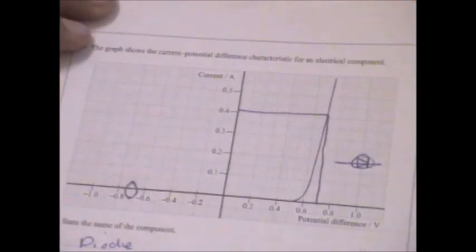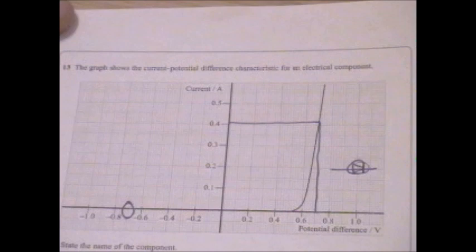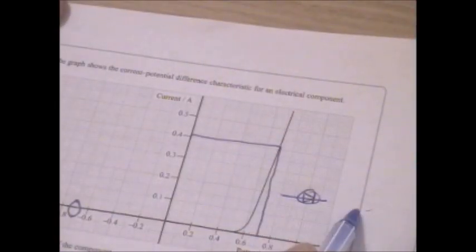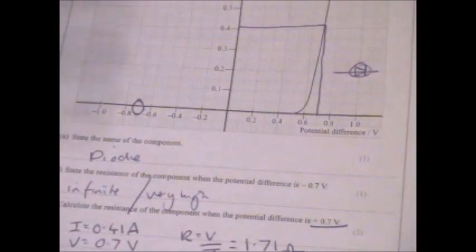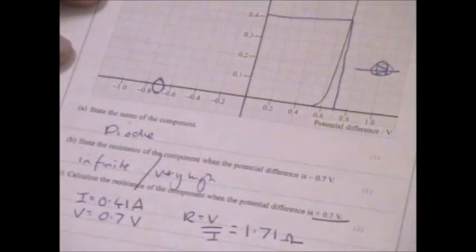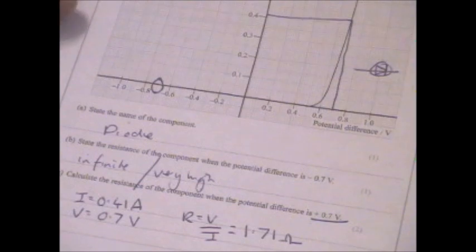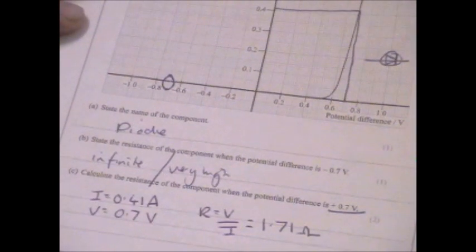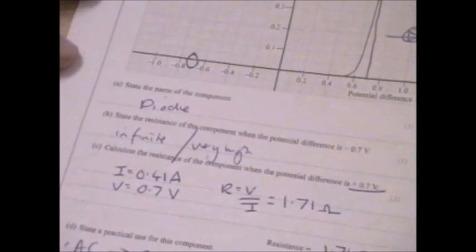So, next question has got a nice graph on there, which straight away you should identify as a graph of a diode. Straight away put a diode symbol there just to remind you. Okay, so remember with the diode symbol, arrow going this way only allows current to flow in one direction, that way around. So straight away, first question, diode. State the name of the component, diode. State the resistance of the component when the potential difference is minus 0.7 volts. Okay, that's infinite or it's very high. That's the way to state that. And you can see that over here, the current is 0, so the resistance must be infinite or very high.